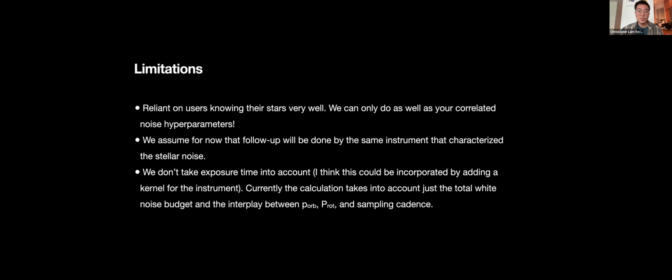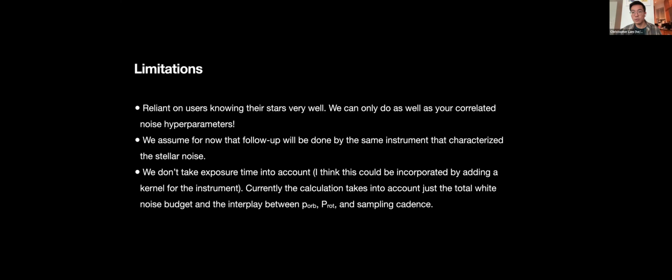We also assume that the follow-up will be done by the same instrument that characterized the stellar noise in the first place. So we don't currently take into account much of the instrument other than the white noise budget. But this whole thing is built on TinyGP and JAX. TinyGP is flexible: you can just throw in another kernel to characterize whatever correlated noise you want, say, for the instrument. And we've written the software such that that's relatively straightforward to do.